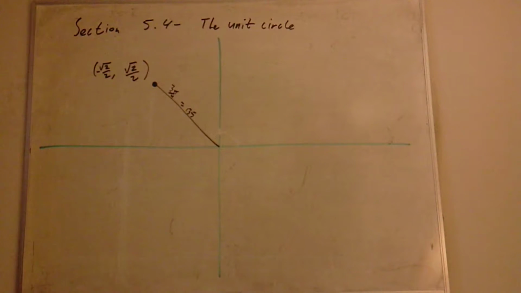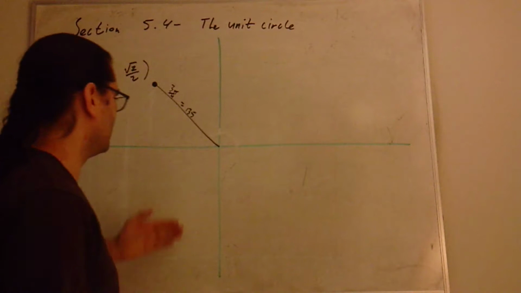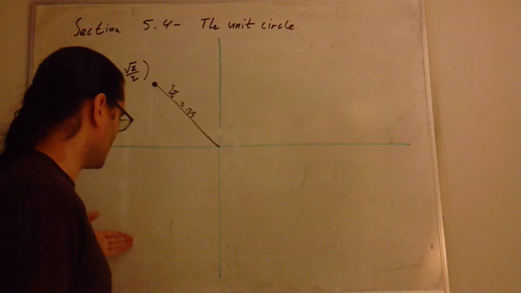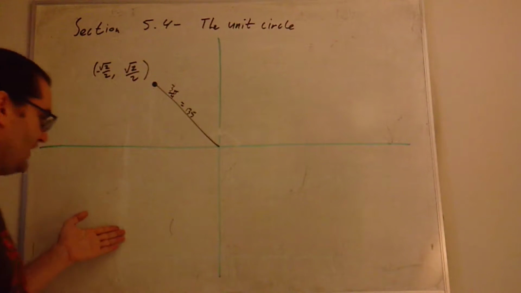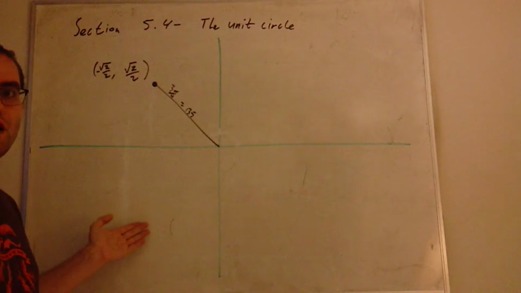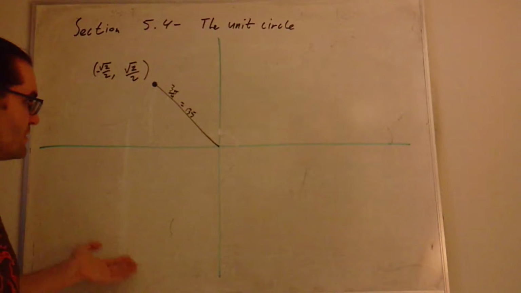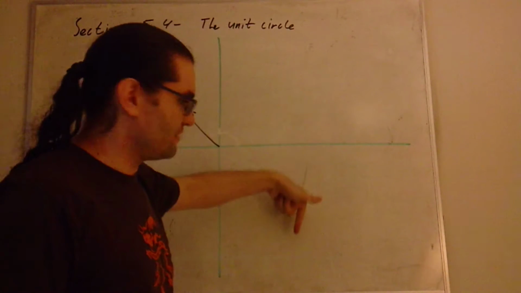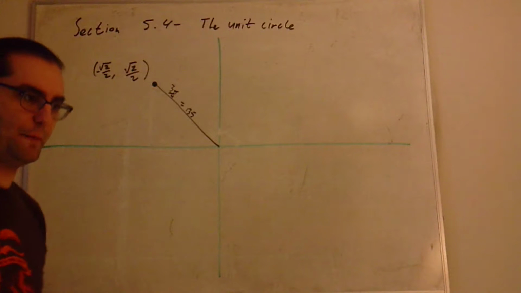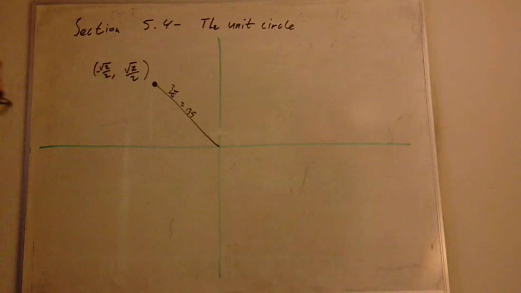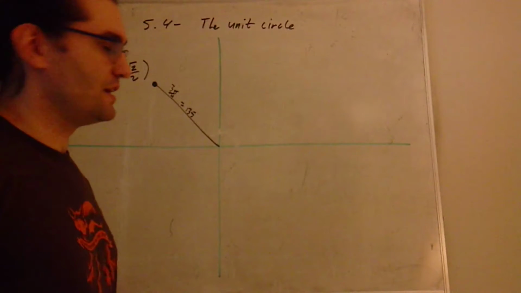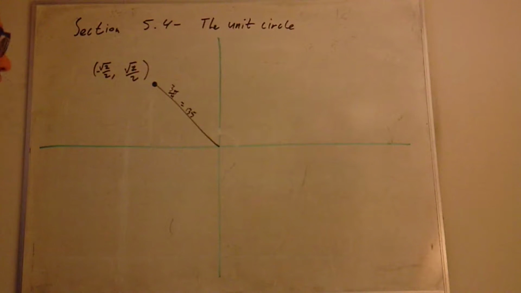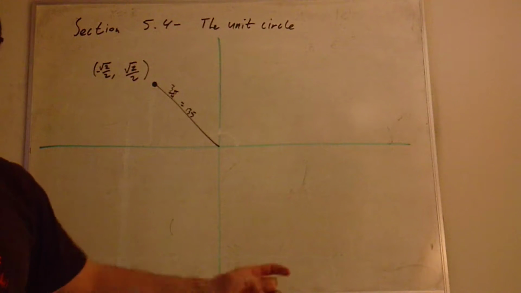And then we looked at some other things. We talked about angles in the third quadrant having negative x and y values, and that means that they have negative sine and cosine values. In the fourth quadrant we got positive x values, negative y values. We did all that. That was section 5.3. In section 5.4 we're going to try to do all of that at once.